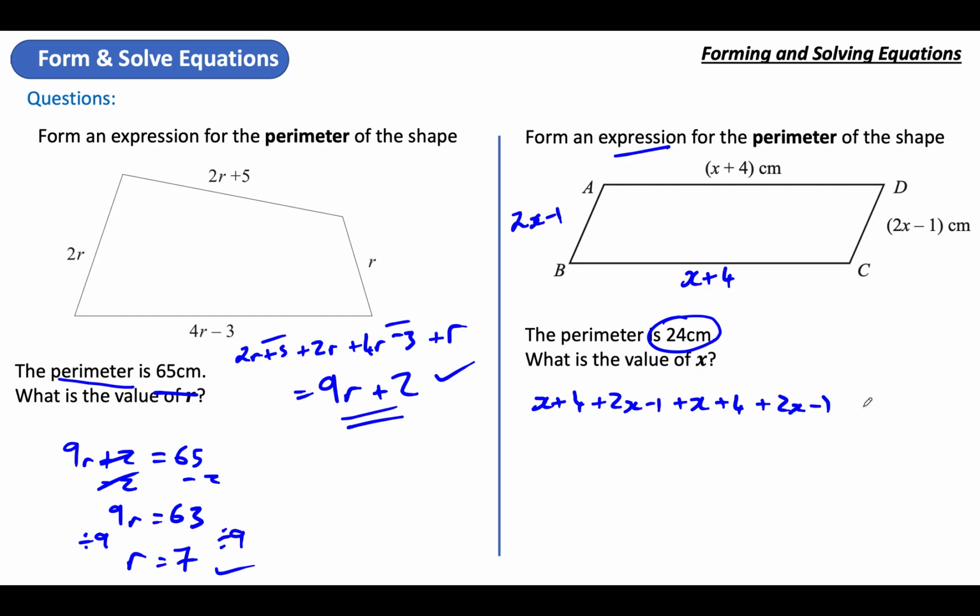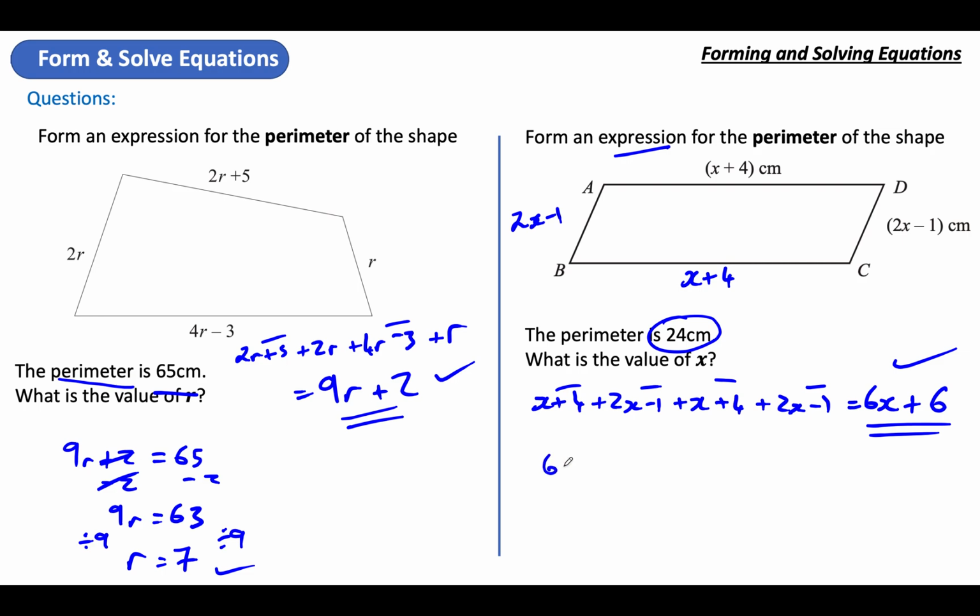equals x plus 2x is 3x plus another one is 4x plus another 2 is 6x, and then 4, that's ordinary positive 4, take away 1 is 3, plus another 4 is 7, take away another 1 is 6. So 6. 4 take away 1 plus 4 take away another 1. 6x plus 6 is what you're after there for the expression.